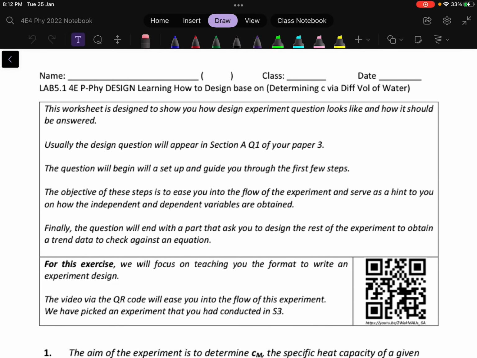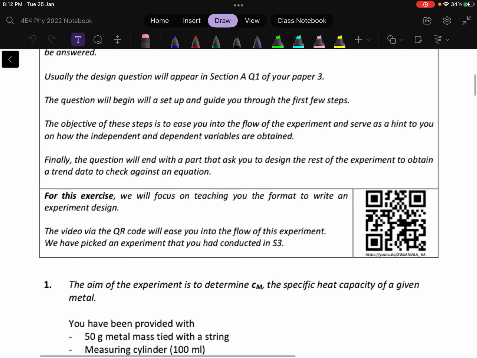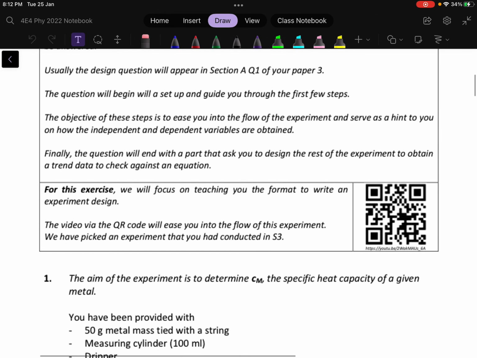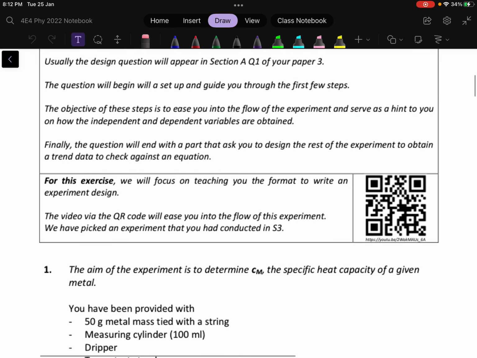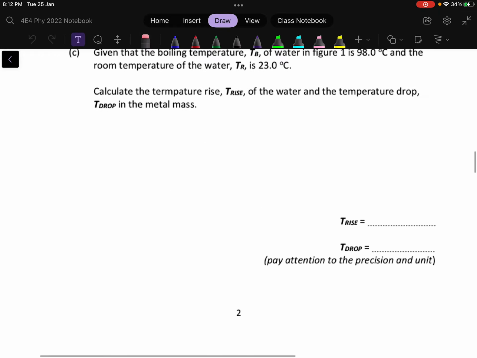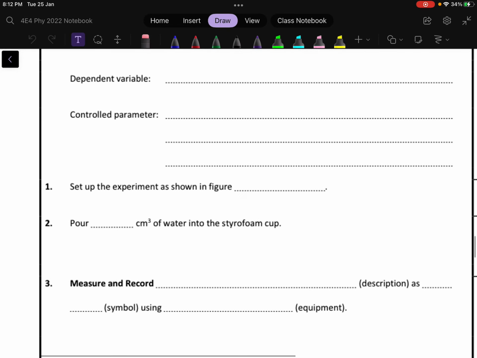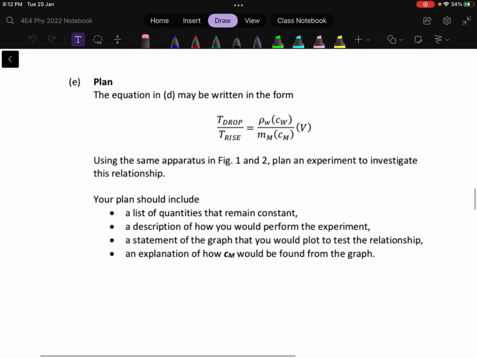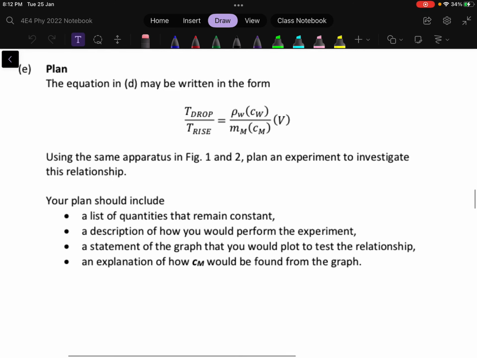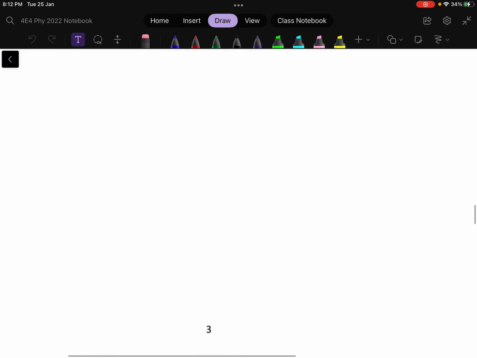So now that the introduction of the exam format is out of the way, let's focus on our first design experiment. This worksheet is designed to familiarize you and to introduce you to the design template. So what do I mean by design template? You will see that here at the very end of the question paper, you are actually asked to plan an experiment using the apparatus to find some parameter from this equation.